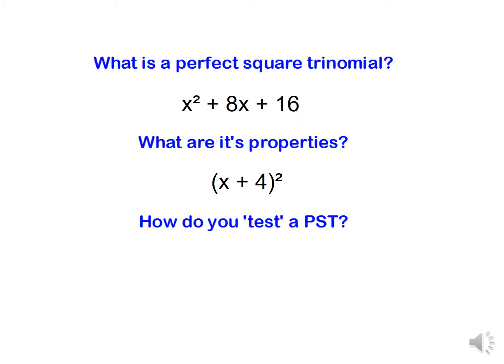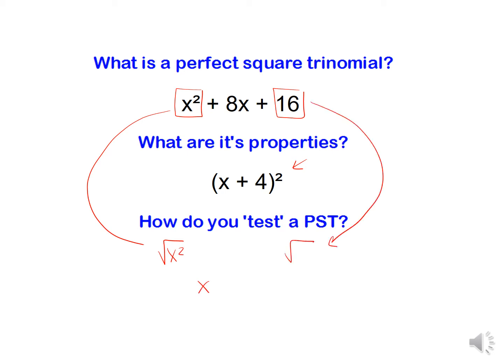Okay, so what is a perfect square trinomial? We have one right here. And what are its properties? We know that the first term and the last term are perfect squares. And we can factor it just like this. How do we test a perfect square trinomial? We take the square root of the first term, so we get x, and we take the square root of the c term, which is 4, and we multiply that by 2, and if that equals that middle term, then it is a perfect square trinomial. Okay? And then we take the plus from there, and that gives us our factor.